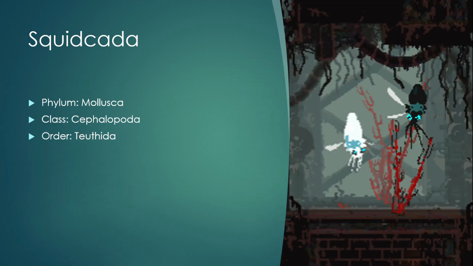Alright, next up is the Squidcata. This one was difficult, but I went with phylum Mollusca, class Cephalopoda, and order Teuthida because they resemble squids and because those tentacles are an attachment organ, as well as the gleam on the model in-game implying slicker skin, which could imply being a cephalopod rather than an insect or something with an exoskeleton.